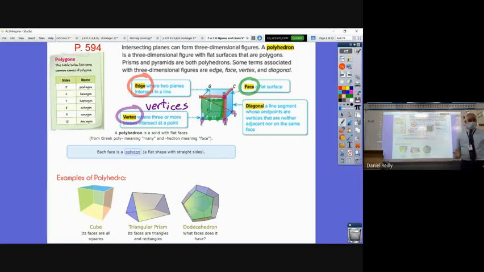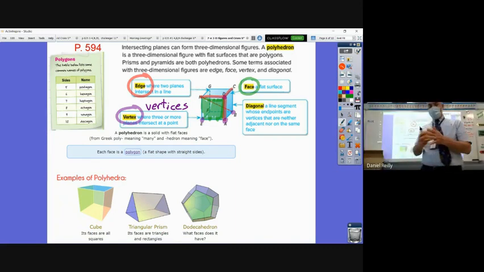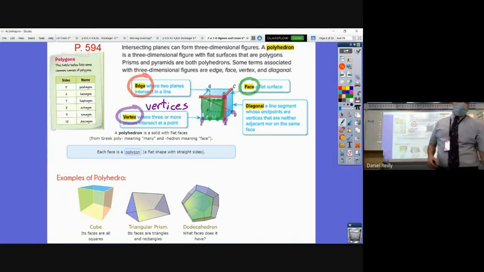So a polyhedron, which is what pyramids and prisms are, they are polyhedra, are shapes where all of the sides are polygons, right? Prisms have two bases that can be any polygon and a bunch of rectangles. Pyramids have one base that can be any polygon and a bunch of triangles, right? All the sides of a polyhedron are polygons.